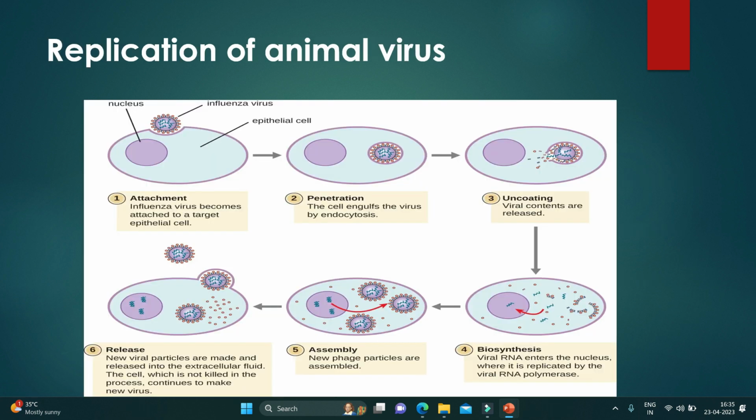Replication of animal virus. First one is attachment. Influenza virus becomes attached to a target epithelial cell. Second one is penetration. The cell engulfs the virus by endocytosis. Third one is uncoating. Viral contents are released. Fourth one is biosynthesis. Viral RNA enters the nucleus where it is replicated by the viral RNA polymerase.